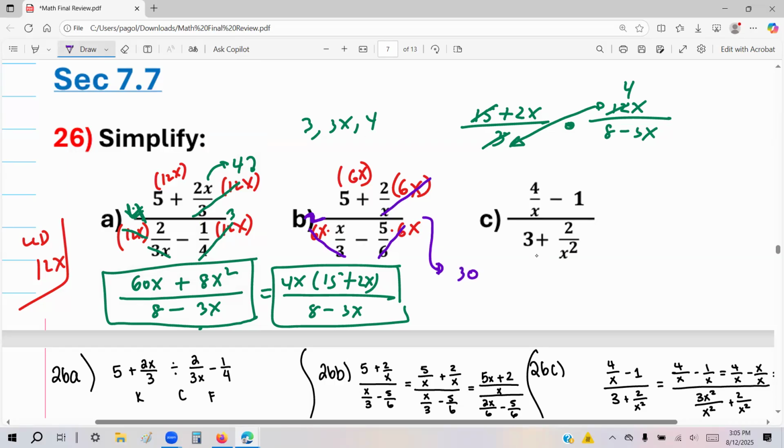5 and 6x, 30x on the numerator. 5 times 6x is 30x, plus 12. How about the denominator? 2x squared, because you cancel 3 with 6 and are left with 2. Minus 5x.